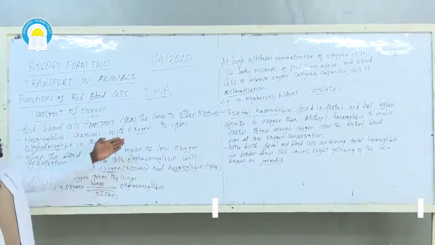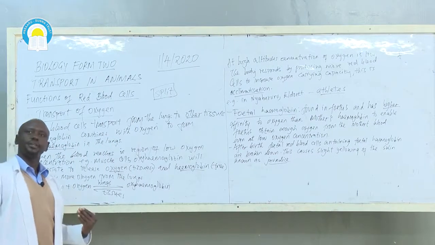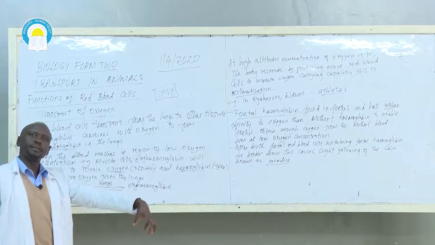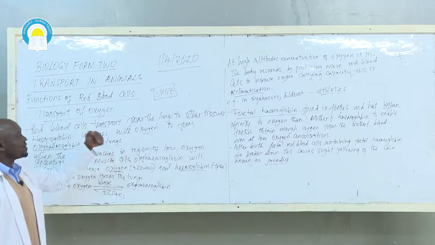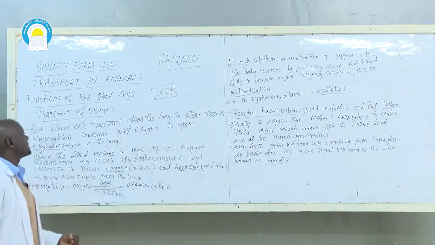We are talking of other tissues because the blood itself is a tissue, and therefore the oxygen will not be transported to the tissue that is transporting it. So we talk of other tissues, and those other tissues are at a low or lower oxygen concentration.